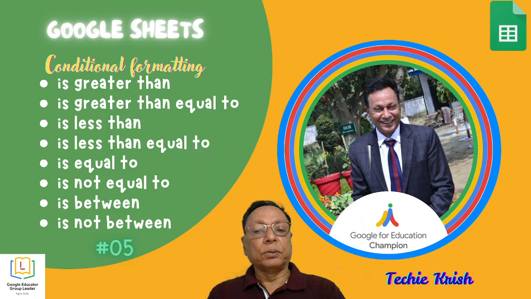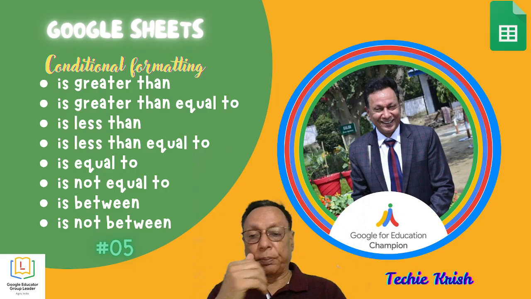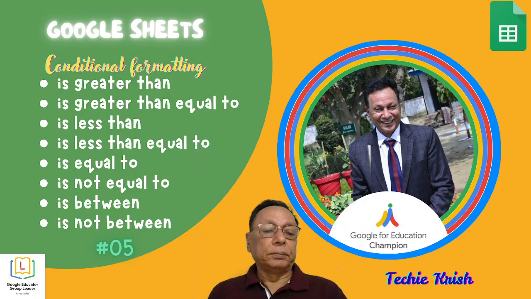So what are those conditional formatting rules on numbers? Like greater than, less than, greater than equals to, less than equals to, equals to, not equals to, then between and not between. These are some conditional formatting rules which we are going to apply today. So let's move to our Google Sheet.